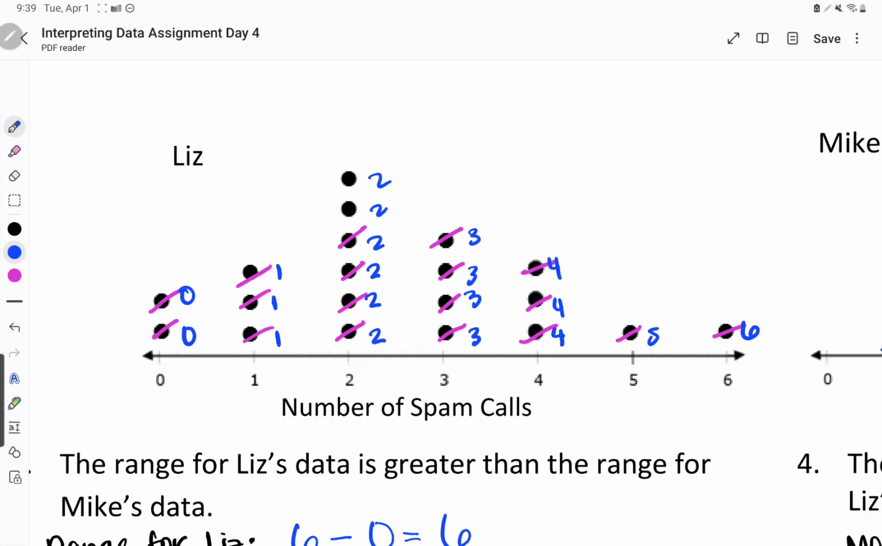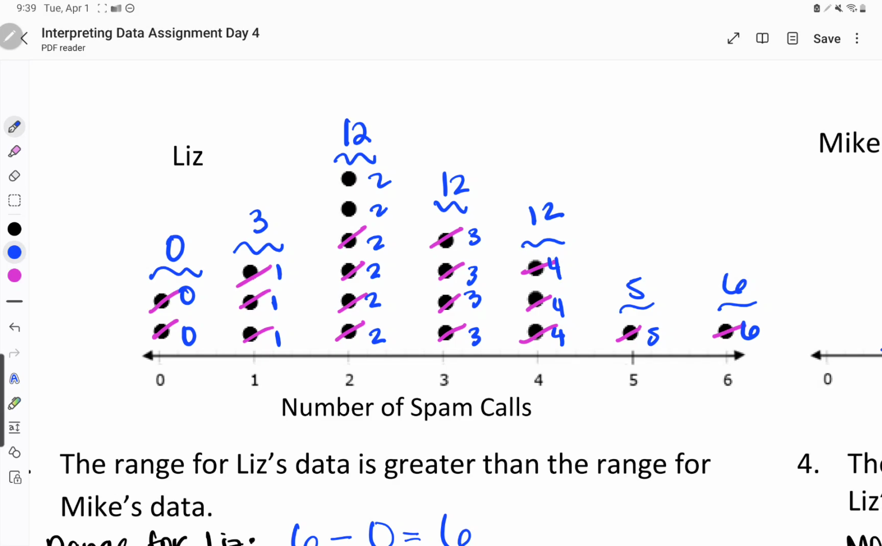I would add them all together. So here, 0 plus 0 gives me 0. 1 plus 1 plus 1 gives me 3. 2 plus 2 plus 2 plus 2 plus 2 plus 2 gives me 12. And then 3 plus 3 plus 3 plus 3 gives me 12. 4 plus 4 plus 4 gives me 12. This is 5. And then this is 6.